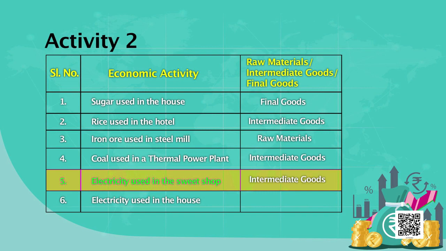Electricity used in the sweet shop? Intermediate good. Intermediate, because that's not reaching the final consumer. He uses electricity to produce sweets. Okay. Electricity used in the house? That is final. Very good. So this is how you can classify the goods into three, and then you can also look at how the value added method is used to arrive at the gross domestic product.